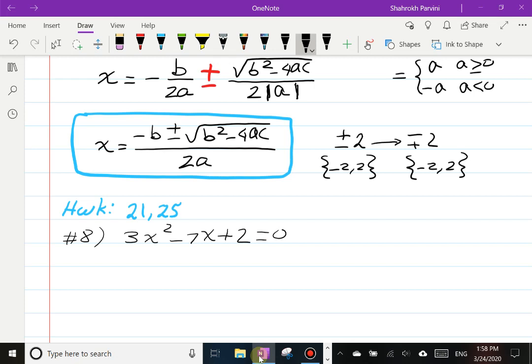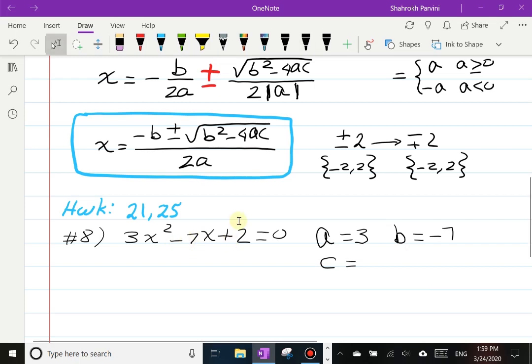Okay, so let's identify the ABCs. The A is a number that attaches to x squared, right? So this is going to be the A. A is 3. B is the number, the coefficient on the middle term, the x term, and that is simply negative 7. And C is going to be the constant. So if it's positive, it's then positive. If it's negative, we write negative. So those are now the ABCs.